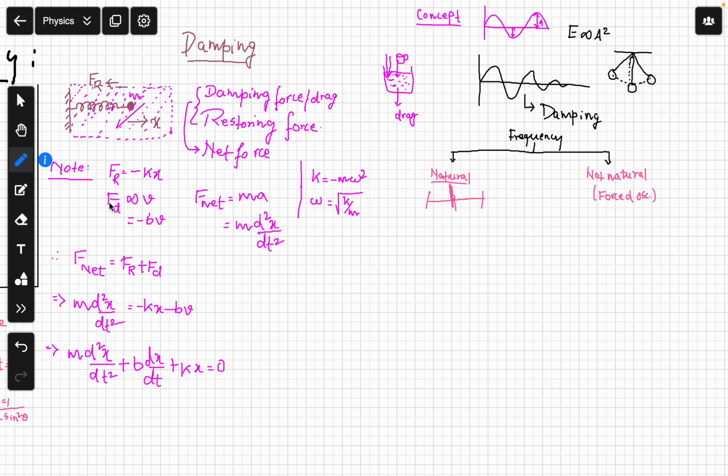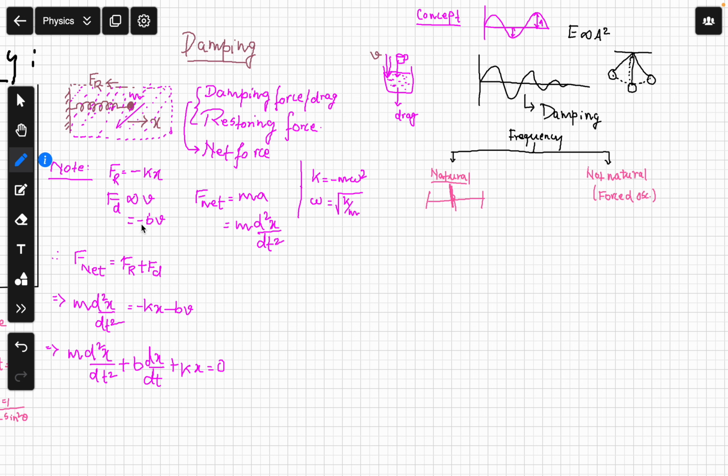Next is the drag force. As I said, this drag force actually depends on the velocity. So the drag force is proportional to velocity, but the force is opposite to velocity. More the velocity, more would be the force. So it will not allow the mug to come in and take out the water that easily. So that is offering an opposition force.